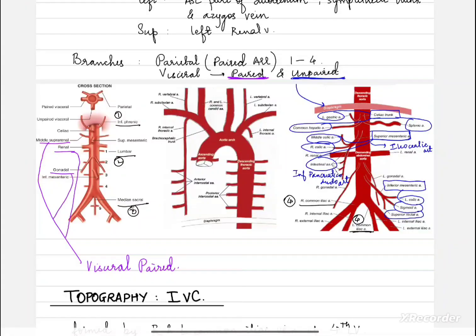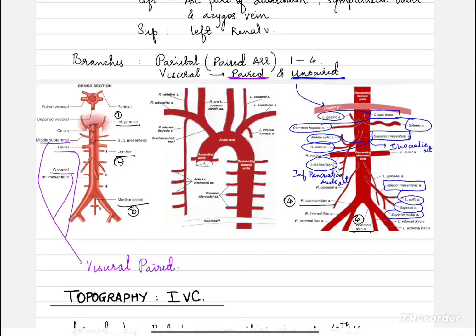Now what are the unpaired? The main unpaired branches are the celiac trunk, superior mesenteric artery and inferior mesenteric artery. The celiac trunk has sub branches: the left gastric artery, common hepatic artery and splenic artery. The celiac trunk, which is an unpaired branch of the visceral part of the abdominal aorta, gives the left gastric artery, common hepatic artery and splenic artery. Next is the superior mesenteric artery.